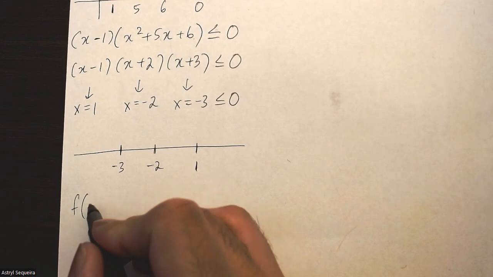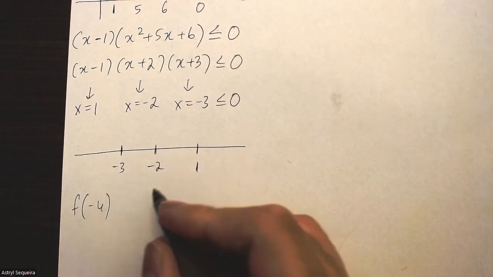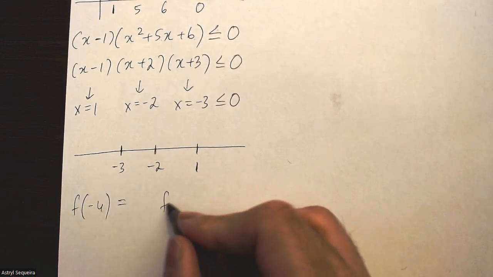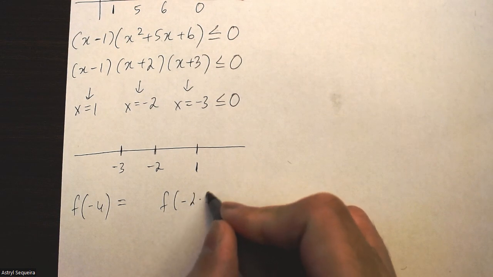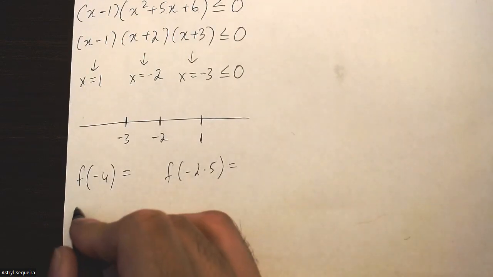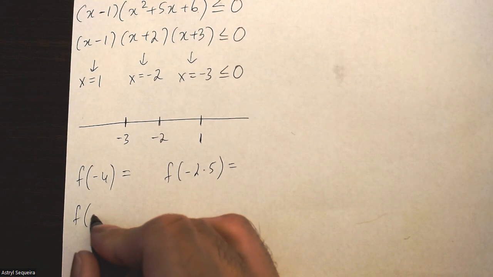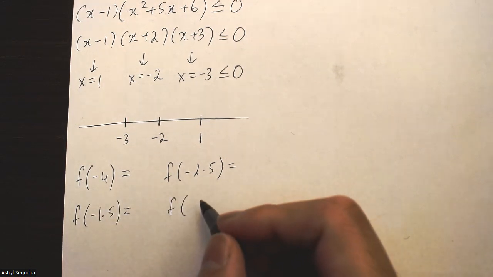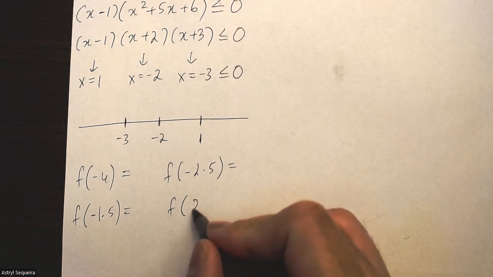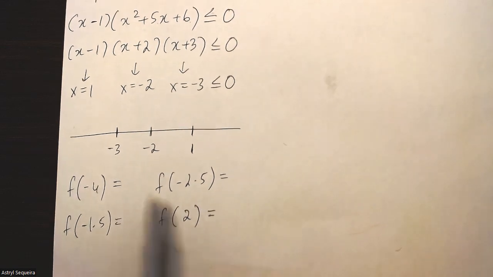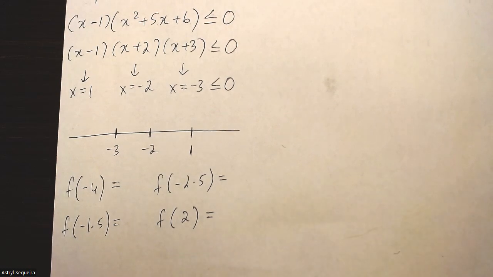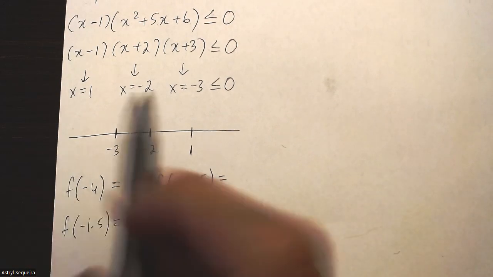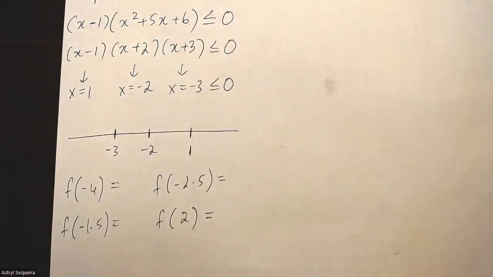So I'll start with testing negative 4. Then I'll test negative 2.5. Then I will test negative 1.5. And last I will test positive 2. So one value for each of the 4 intervals. I'll put this one in my factored equation. It's a bit easier. So let's start with negative 4.